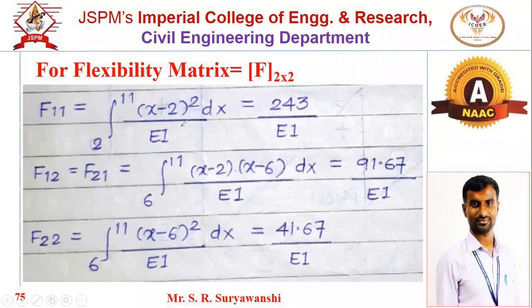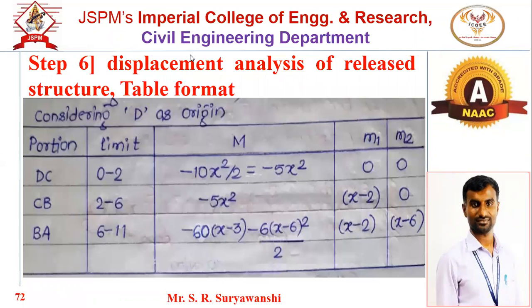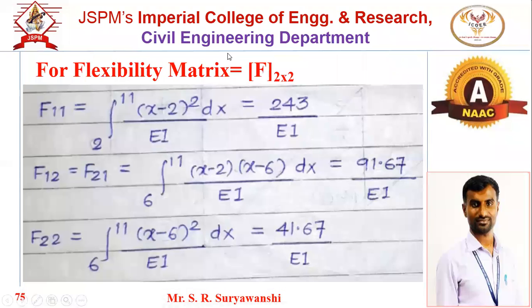So if you consider F11, see the table. Here, this is 0, which can be neglected. So x minus 2 into x minus 2 means x minus 2 bracket square, integration from 2 to 6, plus x minus 2 bracket square, integration from 6 to 11. But one term is missing, I think, in that calculation, and that term will be here: plus integration 2 to 6 x minus 2 bracket square. This is missing, but if you perform the calculation for both the terms, the answer will be the same, 243 by EI.